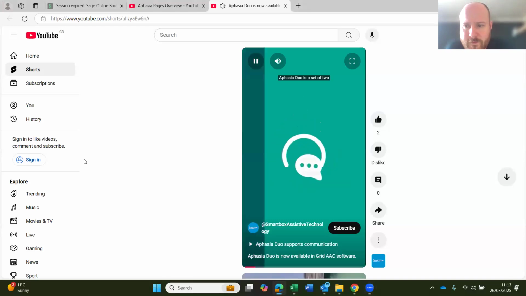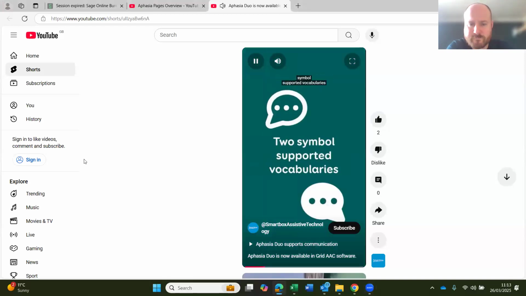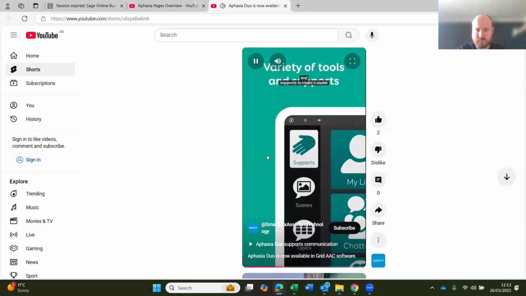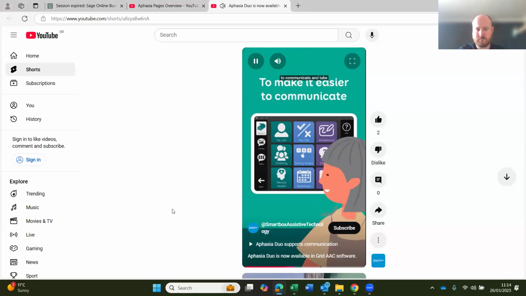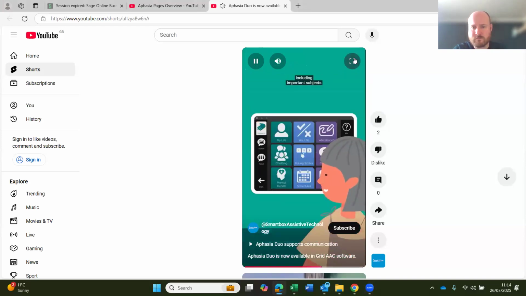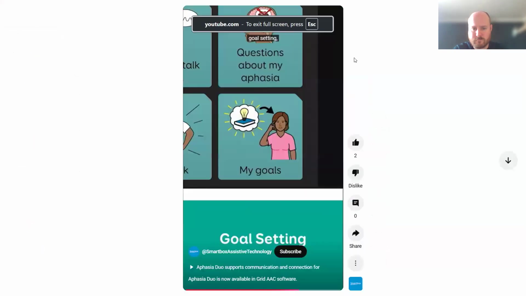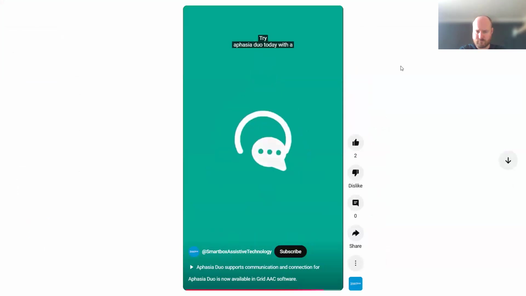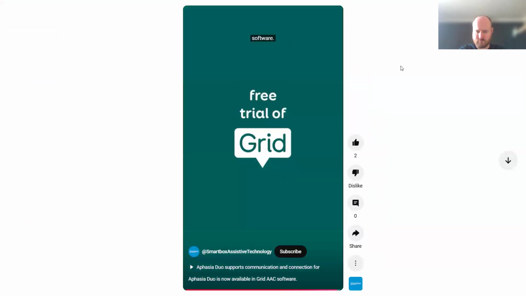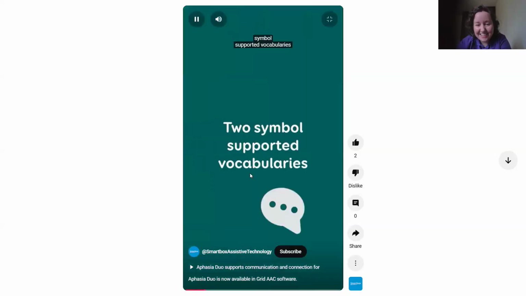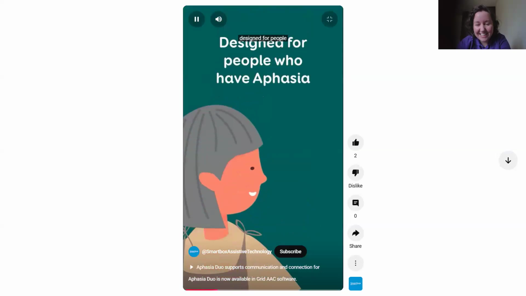Aphasia Duo is a set of 2 symbol-supported vocabularies designed for people who have aphasia. You'll find a variety of tools and supports to make it easier to communicate and take part in everyday life. There's vocabulary to talk about a range of topics, including important subjects such as mental health, goal setting, and discharge planning. Try Aphasia Duo today with a free trial of Grid communication software.